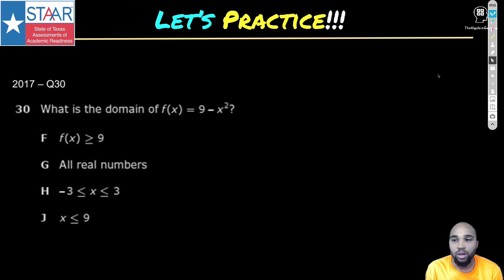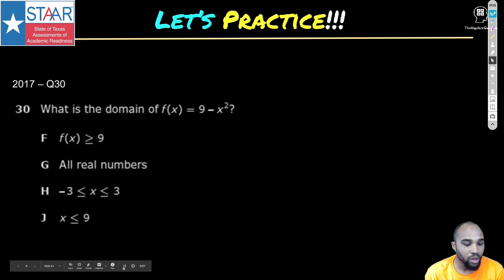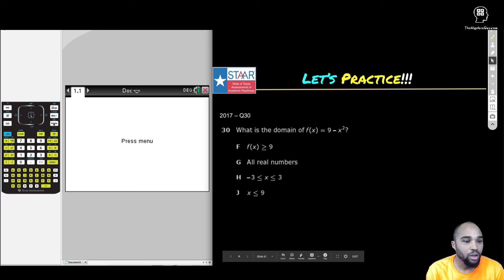All right, so here's our star practice. What is the domain of f of x equals 9 minus x squared? Whoa, I don't know. We don't have a graph. How do we figure this one out? Well, we have a calculator, so we can pull up a graph, and that's what we're going to do. So let's just put that in our graph.